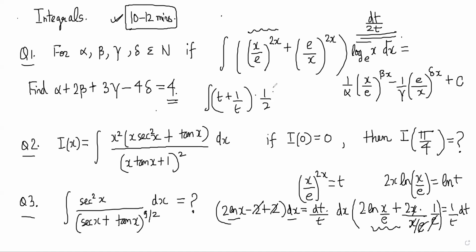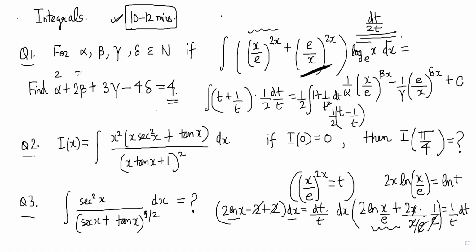right? Yes, sir. So now it is over. Take the half outside and the integral is 1 plus 1 by t square dt, right? Yes, sir. So the integration is t minus 1 by t and its half outside. Now you put back the old stuff. t is this, 1 by t is this, right? Exactly. You put it back, you will get all the values. Alpha, beta, gamma, delta, all of them are 2 if you check it properly.